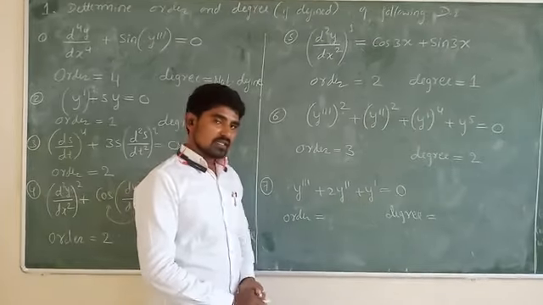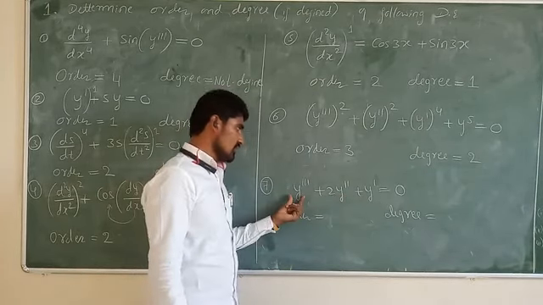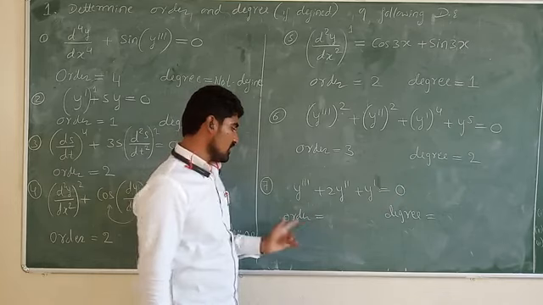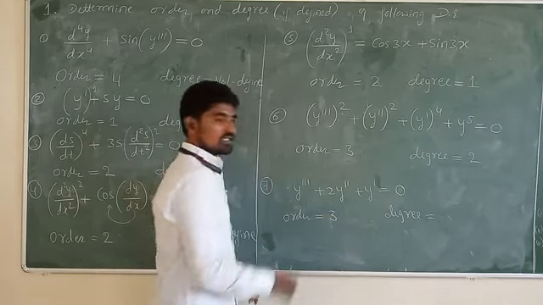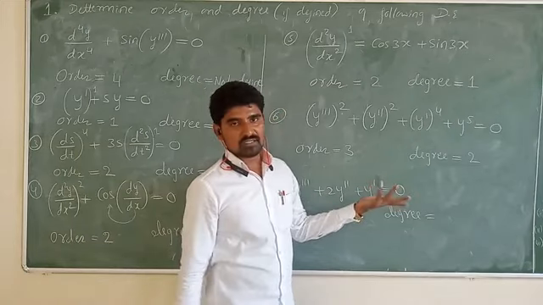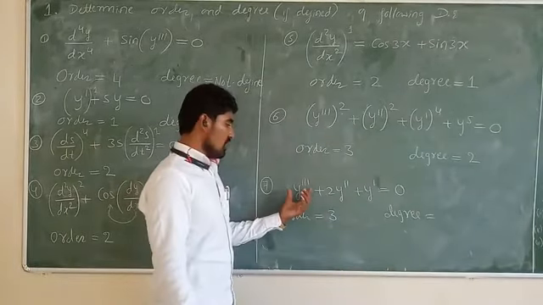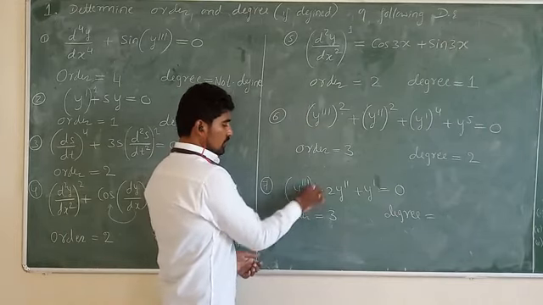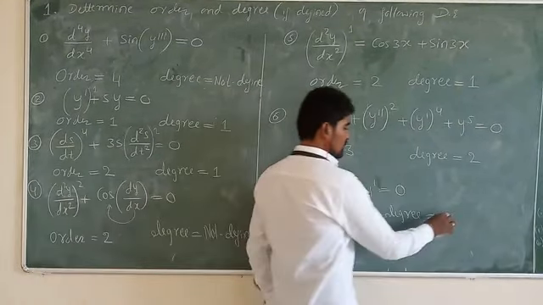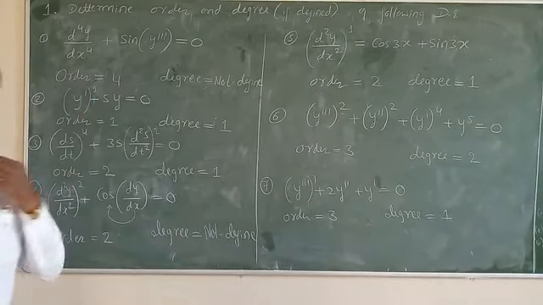Here we have first order, second order, first order and third order. Therefore the highest is third order, so the order of the differential equation is 3. And this differential equation is a polynomial in derivatives. Therefore the degree, the power of the highest order derivative, is 1. I hope all of you understood.